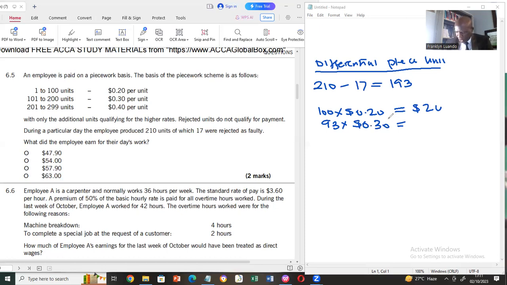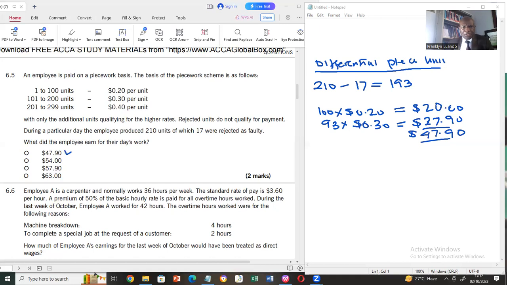30 cents. 93 units at 30 cents gives how much? That will be 27.90. Adding the $20.00, the employee will earn $47.90, and that will be the amount earned.